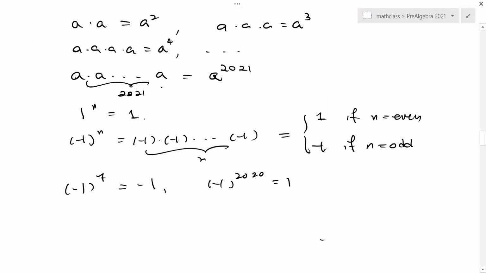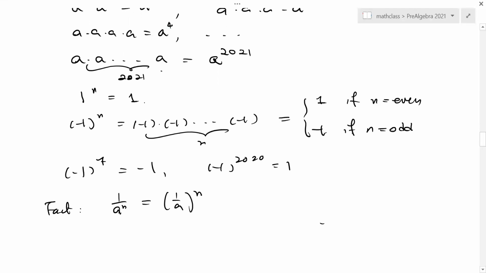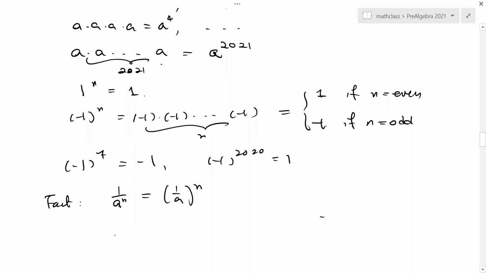And we also have the following fact. The reciprocal of a to the nth power is the nth power of the reciprocal of a. Using this fact, you can prove it just like what we did for the reciprocal of a squared. So this is using that in (1/2) cubed. It's going to be given by this, 1 over.